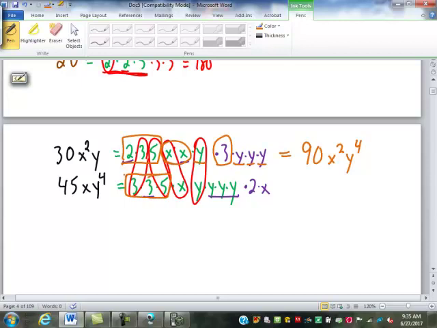So 3, 3, and 5 make 45. Times 2 is 90. I've got x times another x is x squared. Then I have y is y to the 4th.